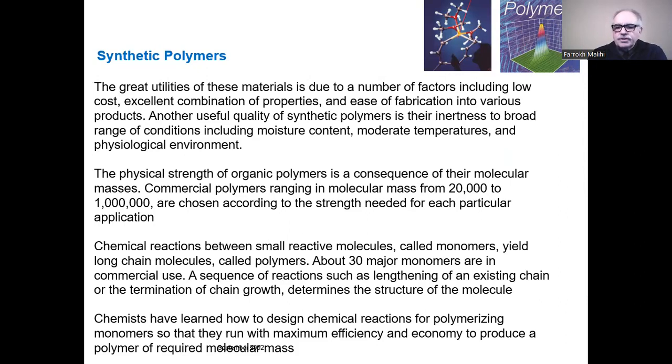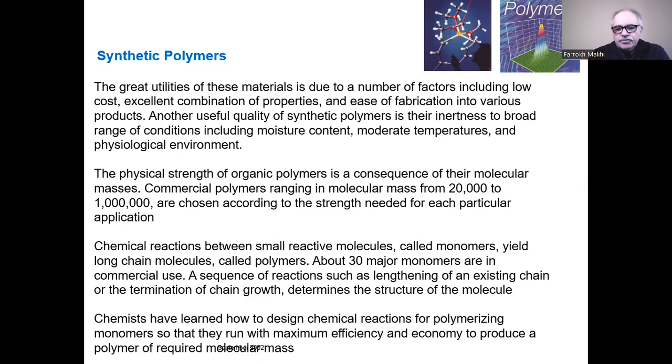Another useful quality is their inertness to broad range of conditions, including moisture, pH, moderate temperatures, and physiological environment. The physical strength of organic polymers is due to the fact that they have very high molecular masses. Commercial polymers range in molecular mass from 20,000 to over 1,000,000 and are chosen according to a strength needed for each particular application.